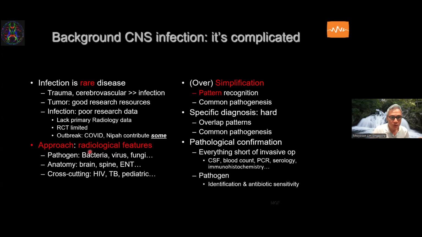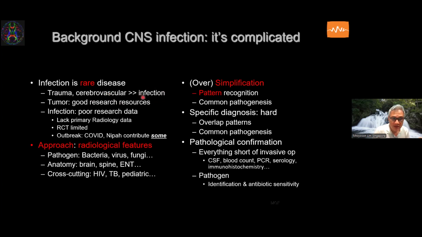So we'll start with the techniques that we have. But before, let's go into the background of infections of the CNS. Now, when it comes to brain diseases, trauma is very common. Cerebrovascular disease is also very common. And then we have degenerative diseases, dementias, and psychiatric disorders.